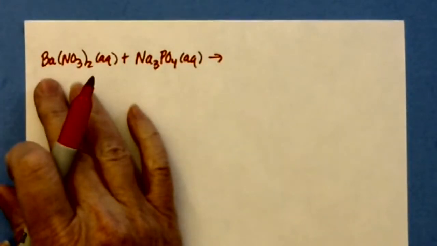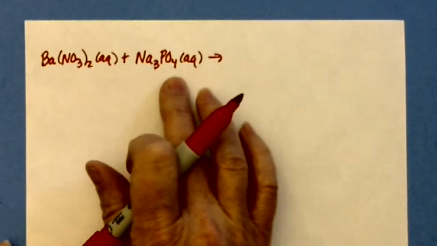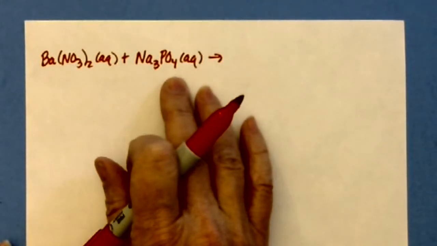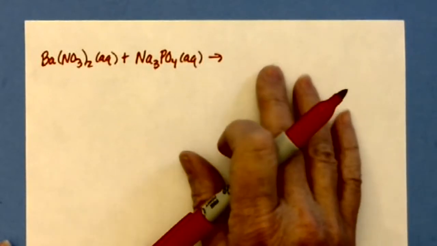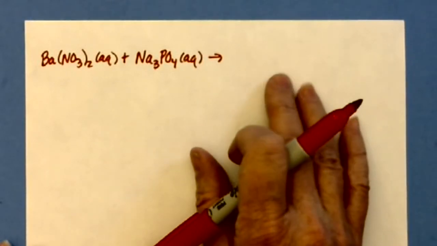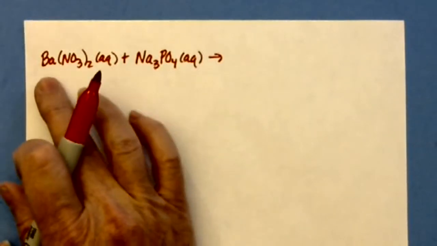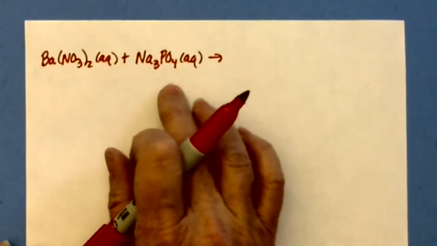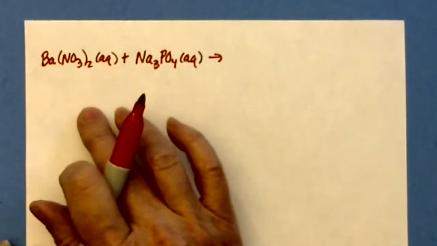We have an equation of an ionic compound, barium nitrate, and another ionic compound, sodium phosphate. But before I balance this, I notice that I don't have any products. So the first thing I have to do is predict what the products are for this reaction. So if you remember, ionic compounds are positive and negative, positive and negative. So what type of reaction happens? Well, they swap the partners.